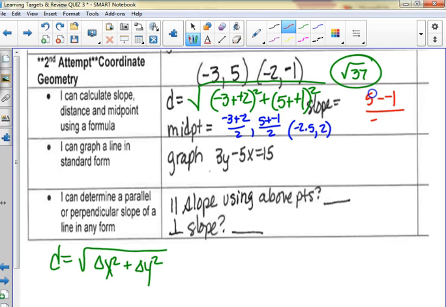Slope. Change in y over change in x. I got -6. Did I do it wrong?